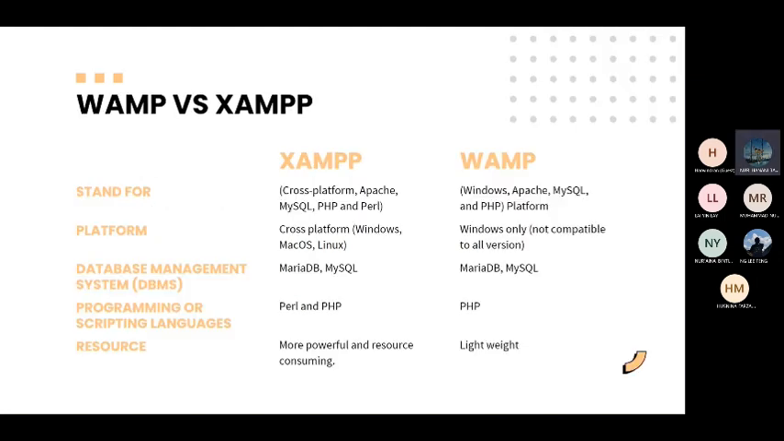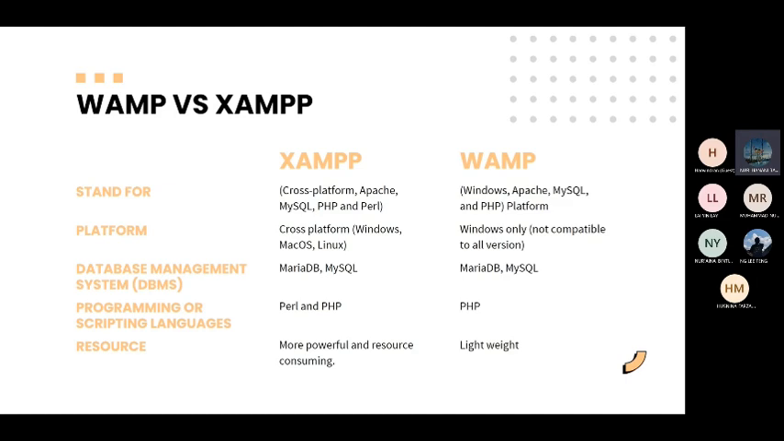Okay. So what is the comparison between these two? XAMPP stands for cross-platform, Apache, MySQL, PHP, and Perl, while WAMP stands for Windows, Apache, MySQL, and PHP. The platform used for XAMPP is cross-platform, which is Windows, macOS, and Linux, while WAMP is Windows only. It is not compatible with all versions.